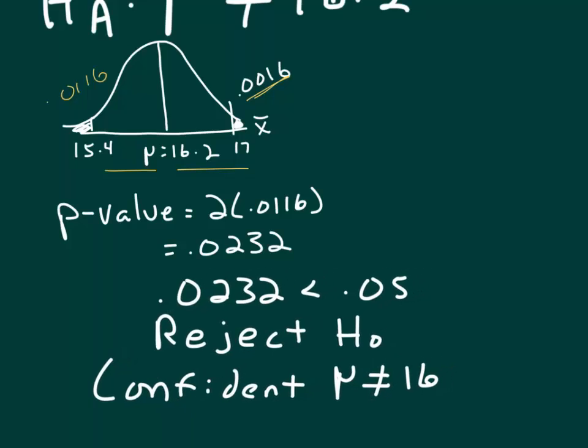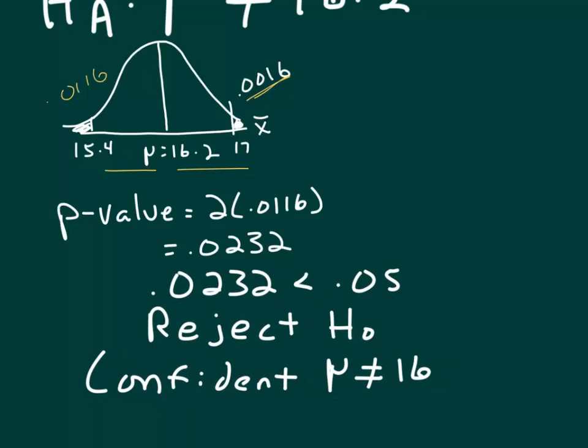And since that 0.0232 is less than 0.05, we'll reject H0 and be confident that the population mean is not equal to 16. That should be 16.2. That's what's in our hypothesis. Even though the cups are designed to have 16 ounces, or that's what we're advertising, we're going to set our hypothesis a little bit higher than that because we want to make sure that we don't have customers who feel like they're not getting enough product for what they've paid.